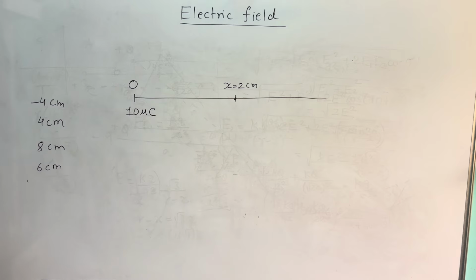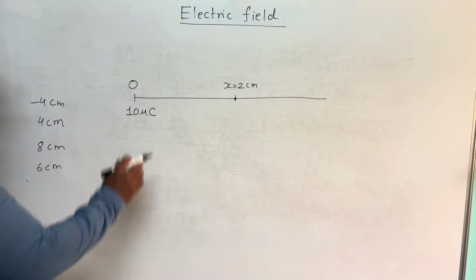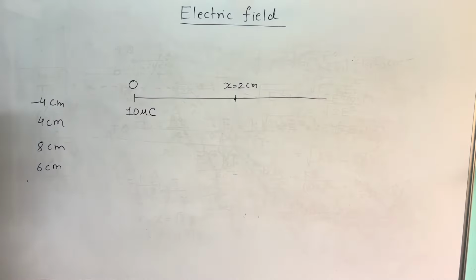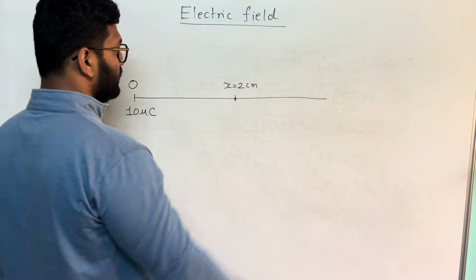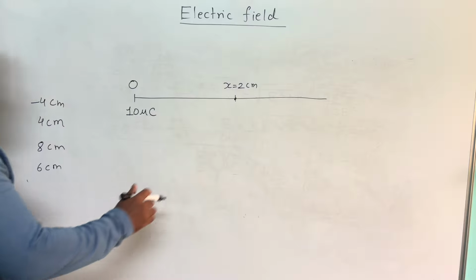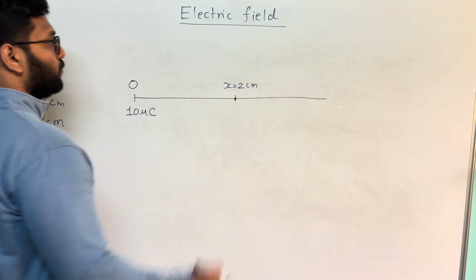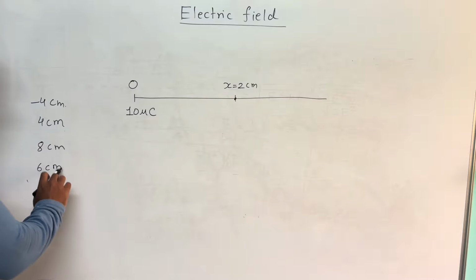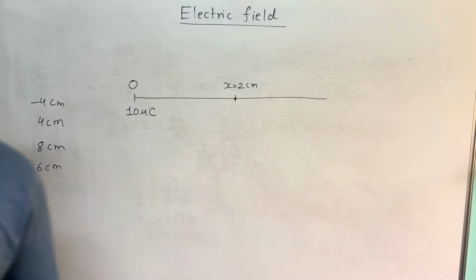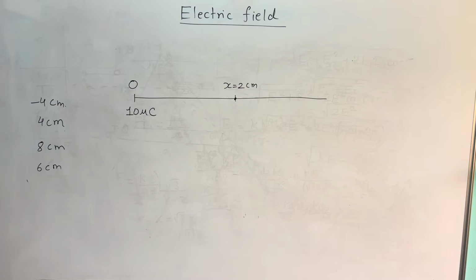JEE means, let's look at this question. We have a charge of 10 microcoulomb and another charge of 40 microcoulomb. We have to place it on this axis in such a way that the electric field at x equal to 2 centimeter is 0. The options are minus 4, plus 4, 8 and 6 centimeter. You can try yourself. I will wait for 1 second. Okay, so you can pause it and try this question.